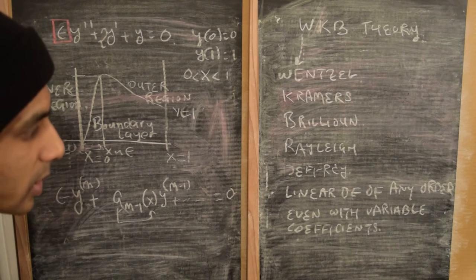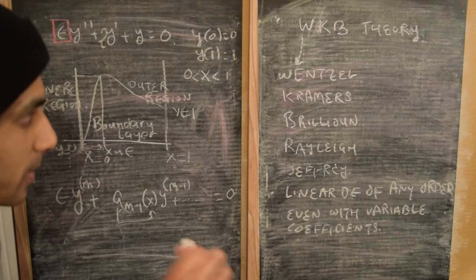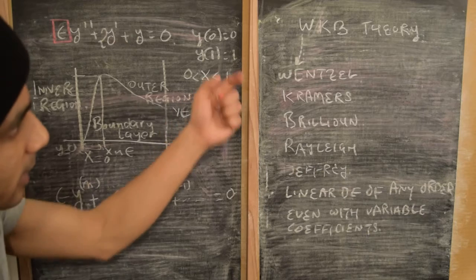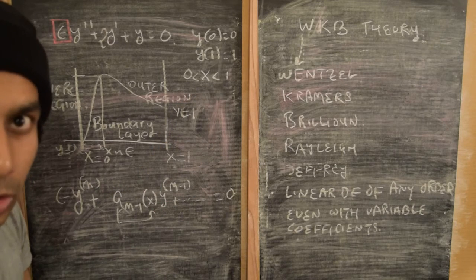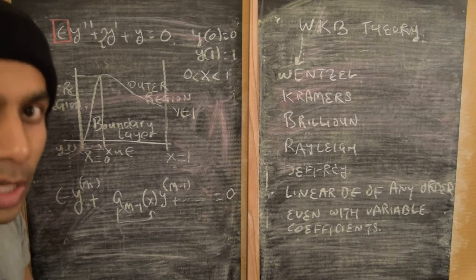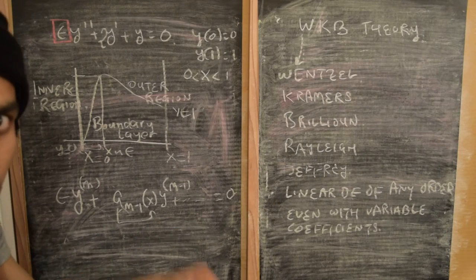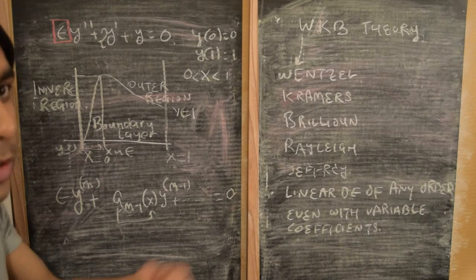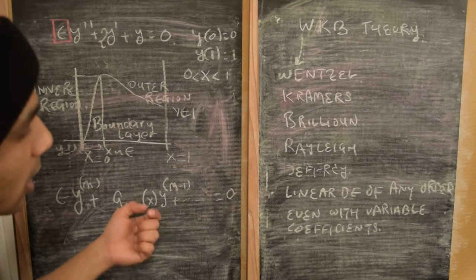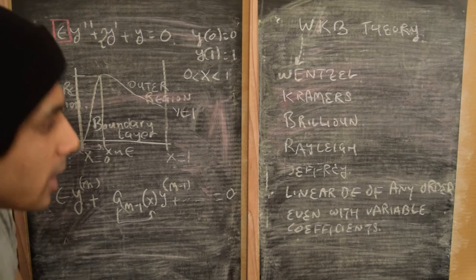And the reason why this is somewhat important to keep in mind is because, as we'll see shortly, this method involves making an ansatz for the solution, and that ansatz tries to generalize what we know about linear differential equations with constant coefficients to linear differential equations where the coefficients are not necessarily constant, but could vary slowly with space.